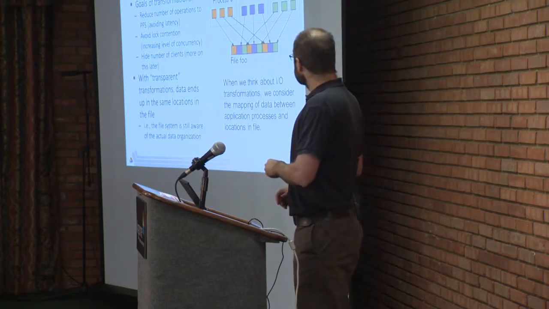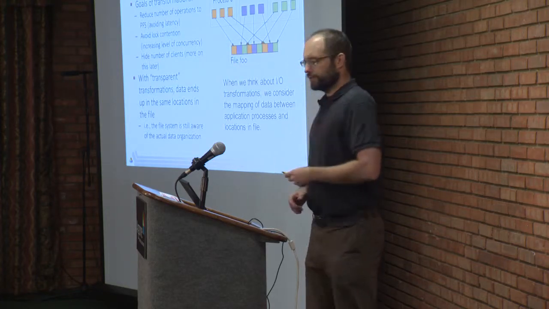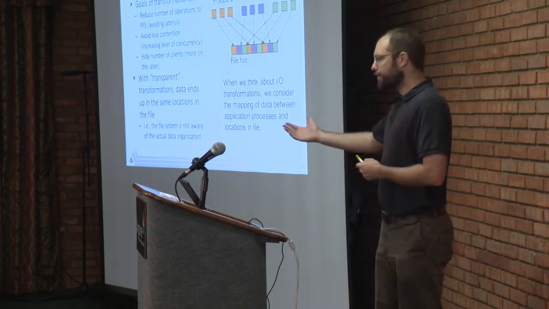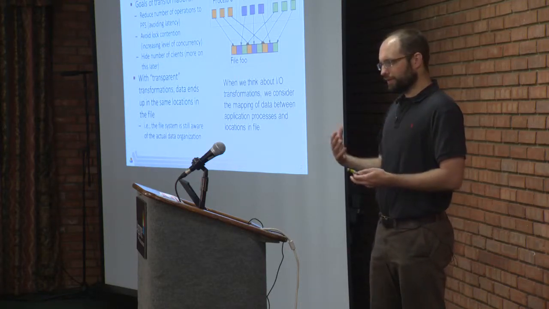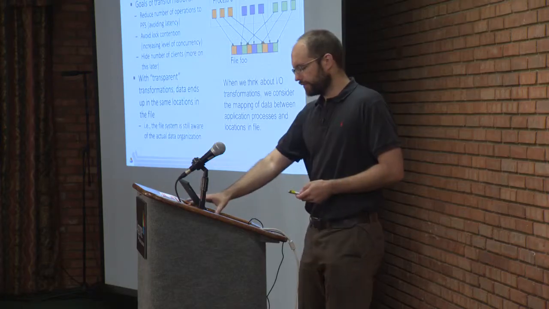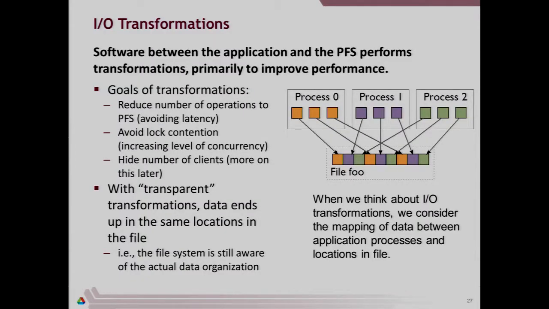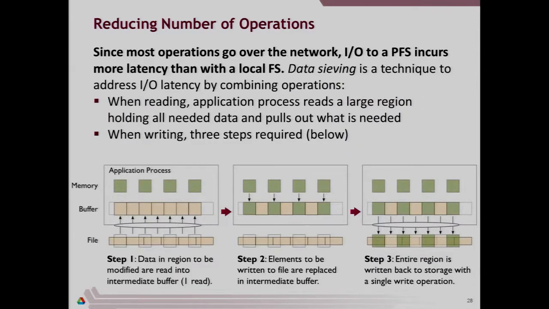You may want to keep this structure in the file because it's helpful for your collaborator to understand something. It's helpful for one of the data models or data structures you're using for queries or whatever. There are a bunch of reasons why you may not just dump out contiguous chunks to the file. And so these transformations happen in the library and help reorder the data in a way that is both good for you and good for the file system.